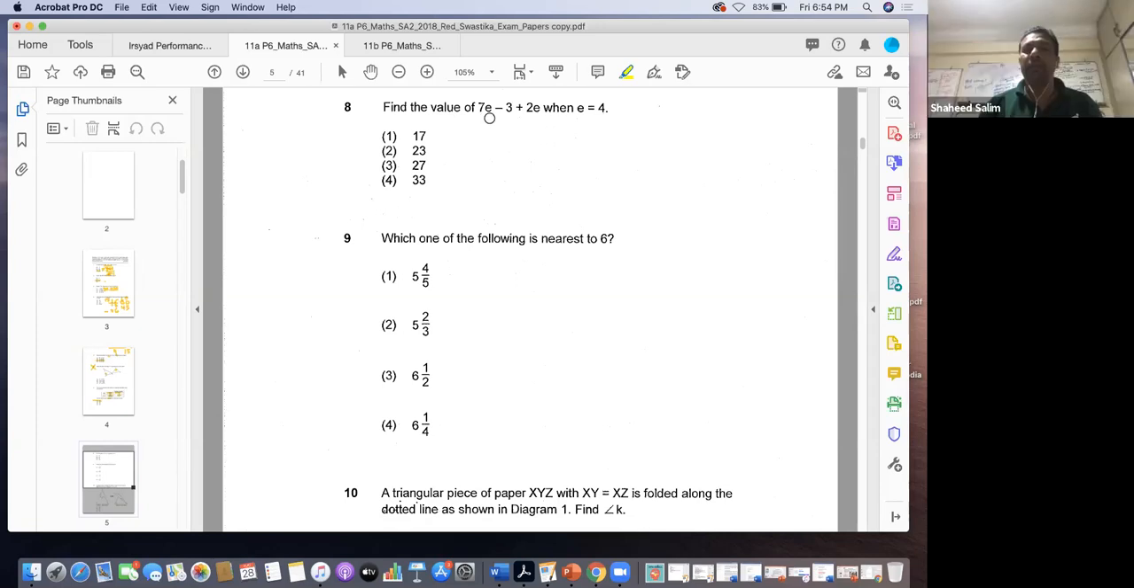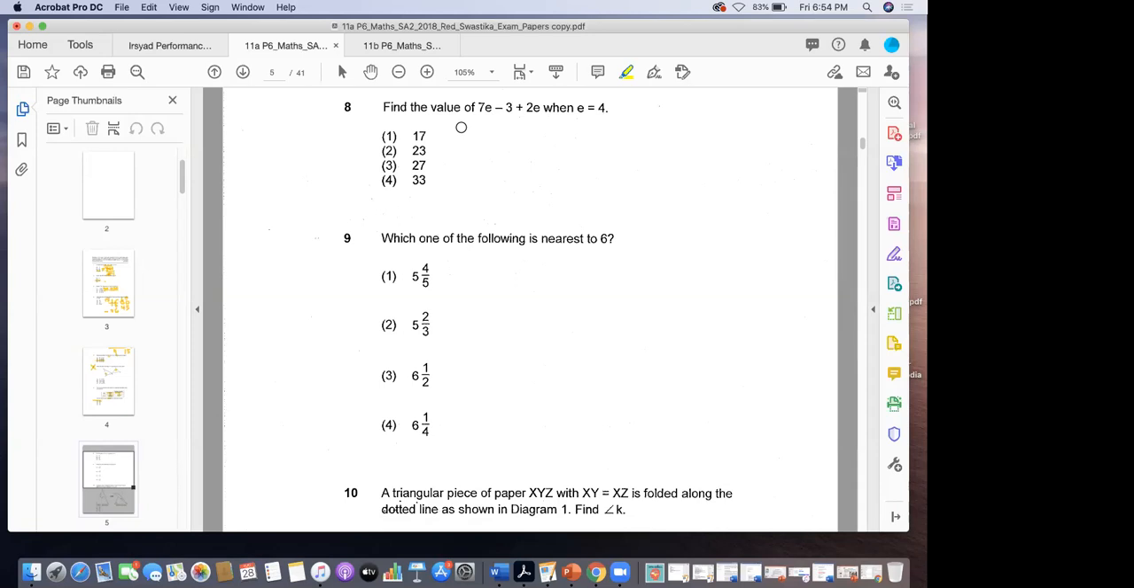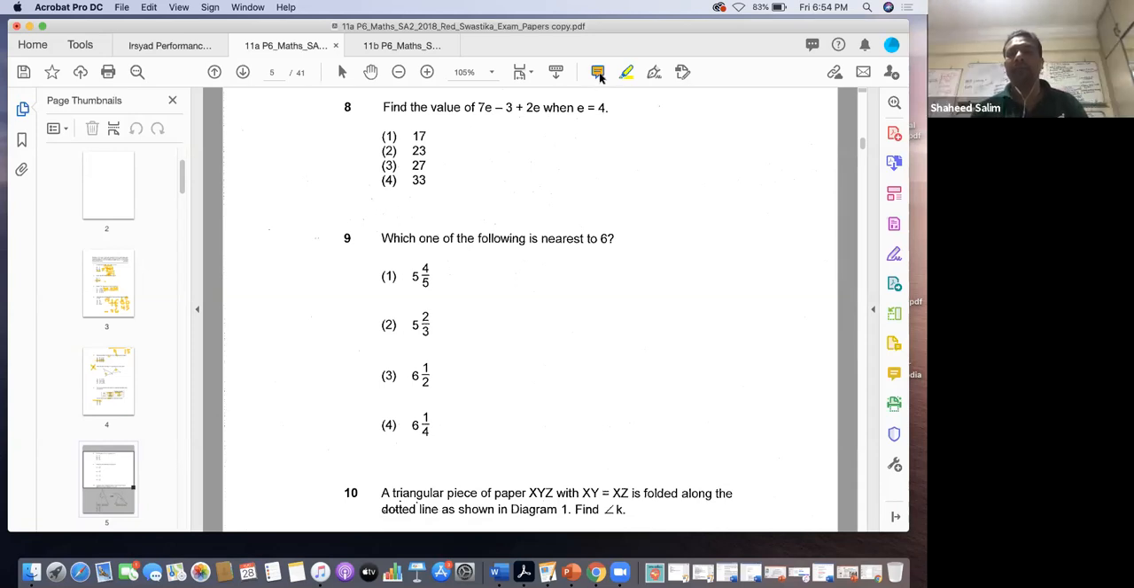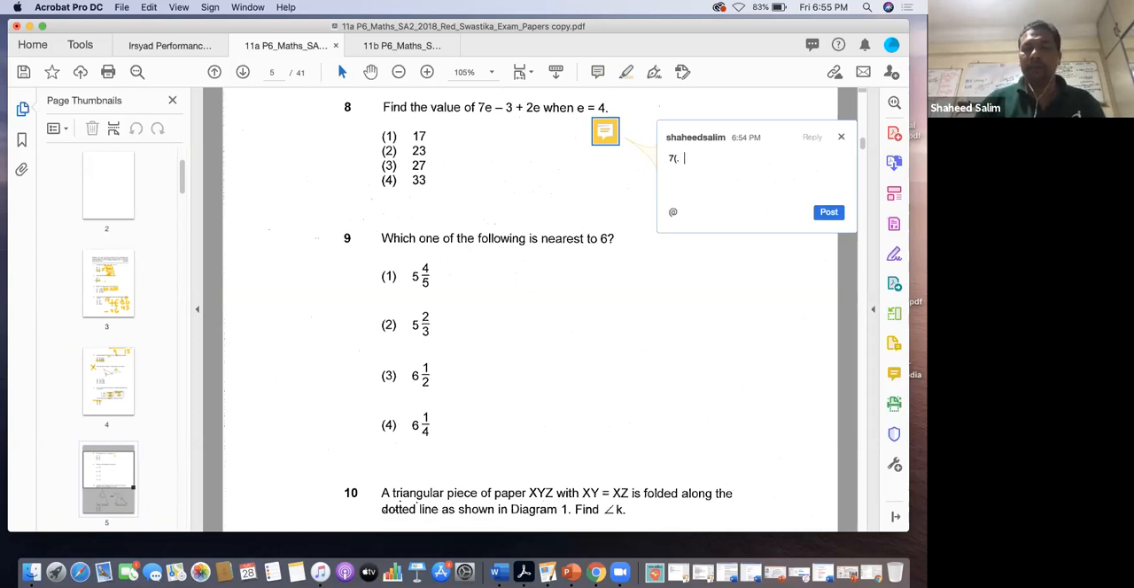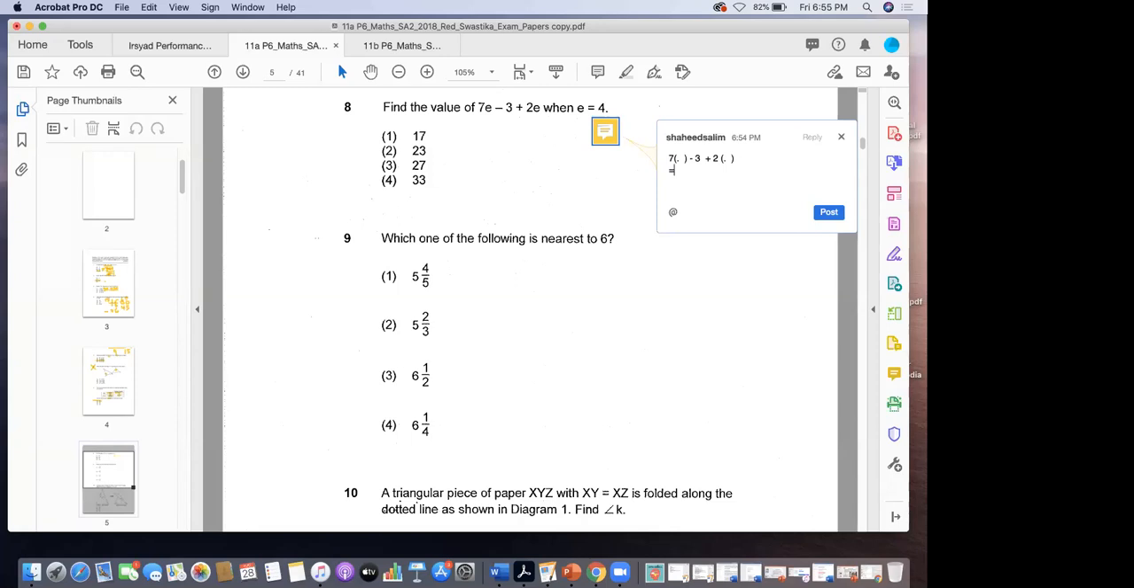Okay, let's see. 7 E is 4. 7 times 4, how much you get? Oh, Rayana? I thought you were talking about question 9. Number 9 you say 2. Okay. Number 8. See, if you are confused, you do something like this. Put the value inside. Number 9 is 2.